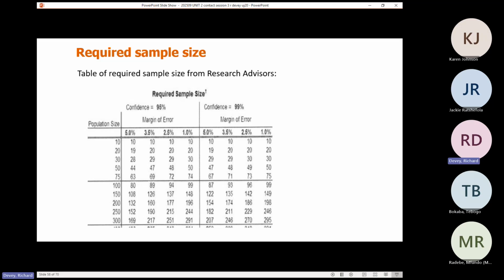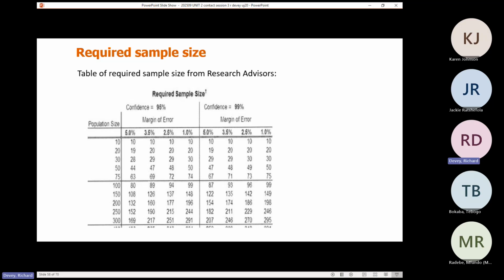As I mentioned earlier, in social research we normally work at 95% confidence. In medical research or in scientific research, you're more likely to work at 99 or even 99.9, which is an even stricter level of confidence. And then for the margin of error, normally we might work at 5%.